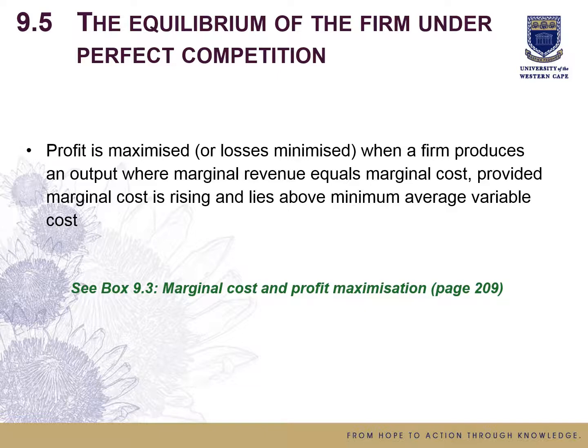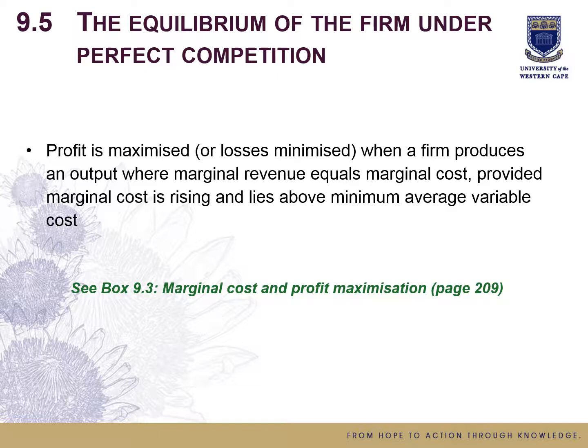The quantity chosen, we have established, must be profit maximizing. Hence it should be where the positive difference between total revenue and total cost is at its greatest, or where marginal revenue is equal to marginal cost, provided that marginal cost is rising and lies above the minimum average variable cost. Remember the shutdown rule. More so, we have established that the marginal revenue of a firm in a competitive market is equal to the market price.